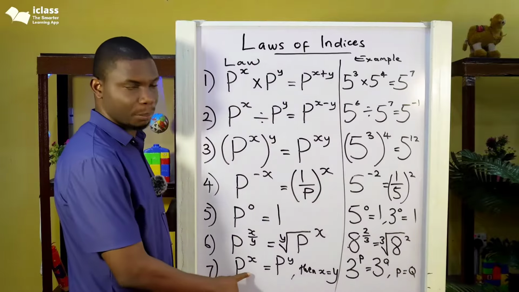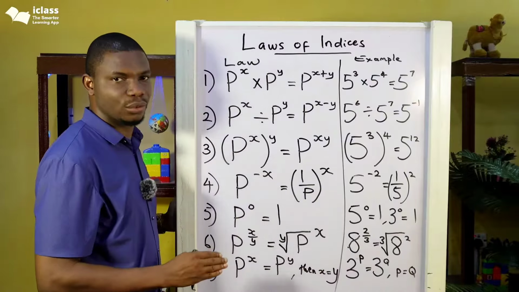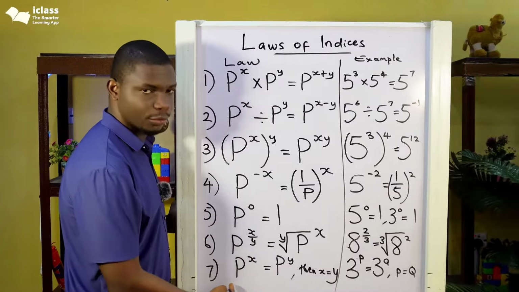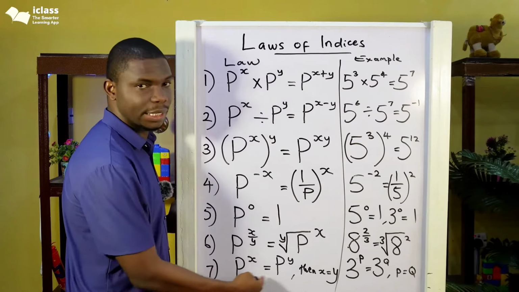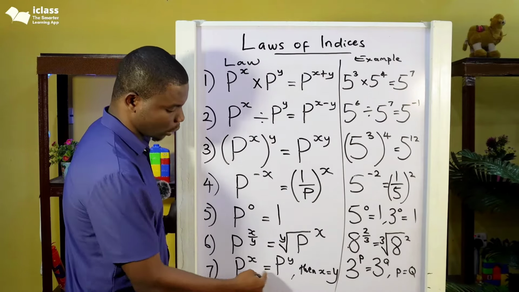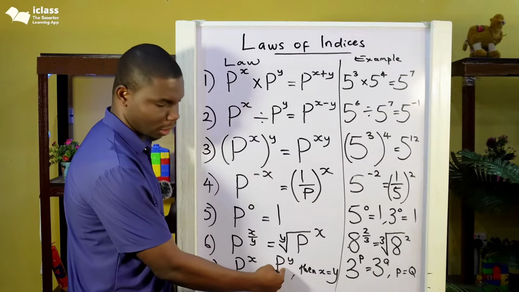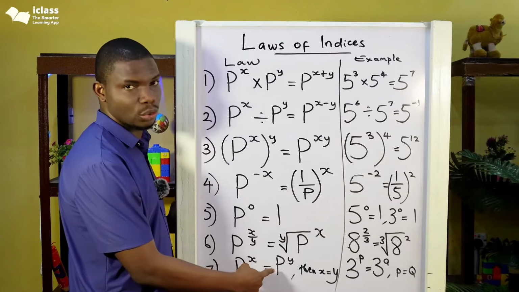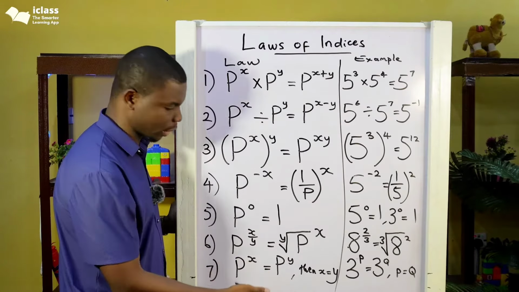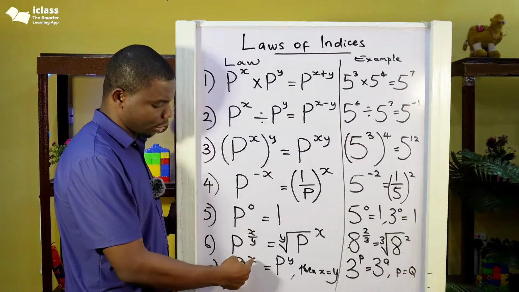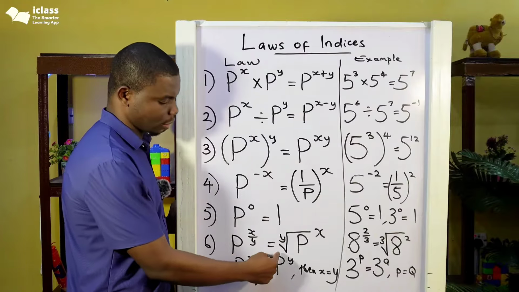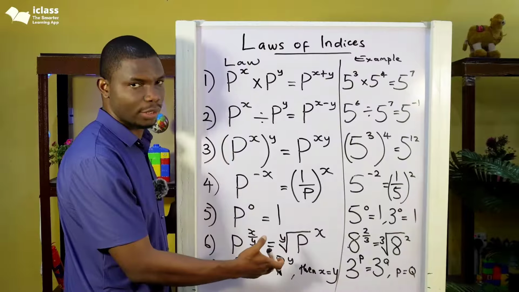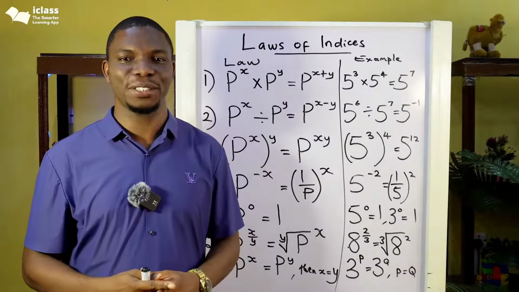Now, this law is very important, especially when you are solving indicial equations. So remember, when the bases of the indices on either side of the equation are equal, then you can equate the powers. But of course, if p is equal to 1, then this will not hold. If the base is 1, 1 raised to power 7 is the same thing as 1 raised to power 8. P should not be equal to 1. All right, I hope you found this interesting.